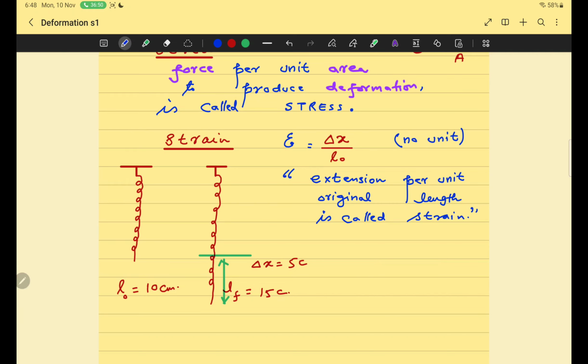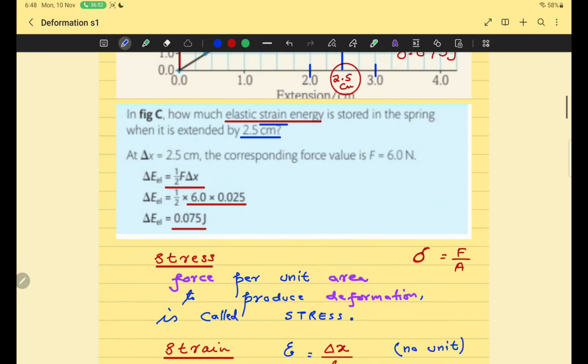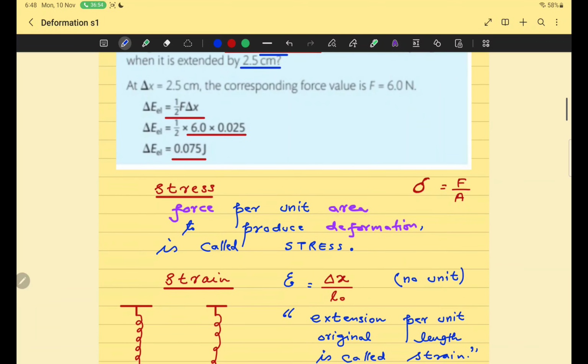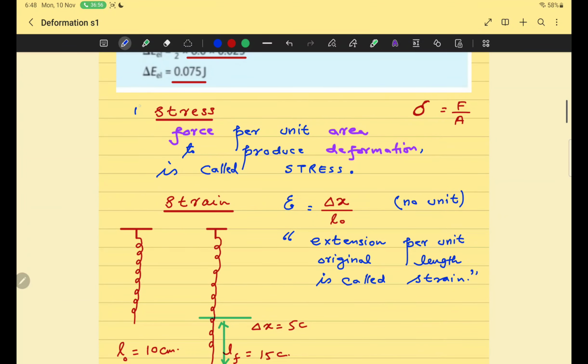Okay, so I am repeating and Abdullah will explain to me. Abdullah beta, now we are adding two more definitions. Number one is stress. Sir, stress is force per unit area. And the second thing is strain. Sir, strain is extension divided by original length.